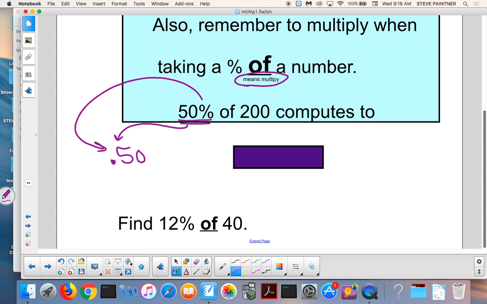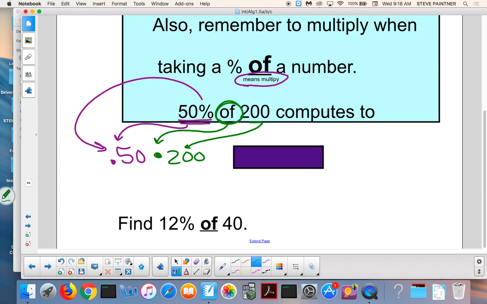0.50. You don't need the 0. I'm just going to put it for now. What does "of" mean again? Times. So you're going to take 0.5 times, and then of course, what are you going to take 0.5 times? 200. And if you didn't know the answer, which I know you do, the answer is 100.